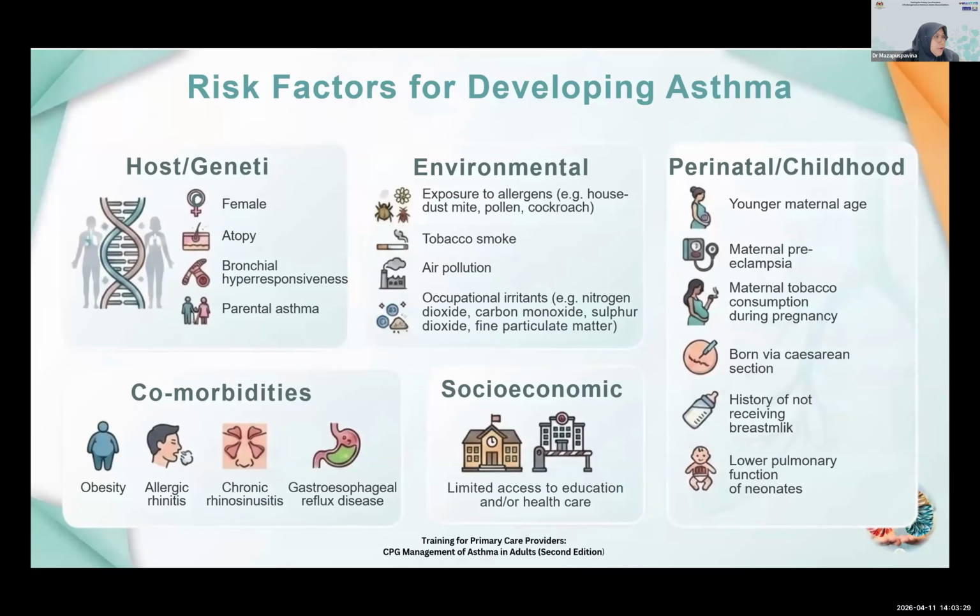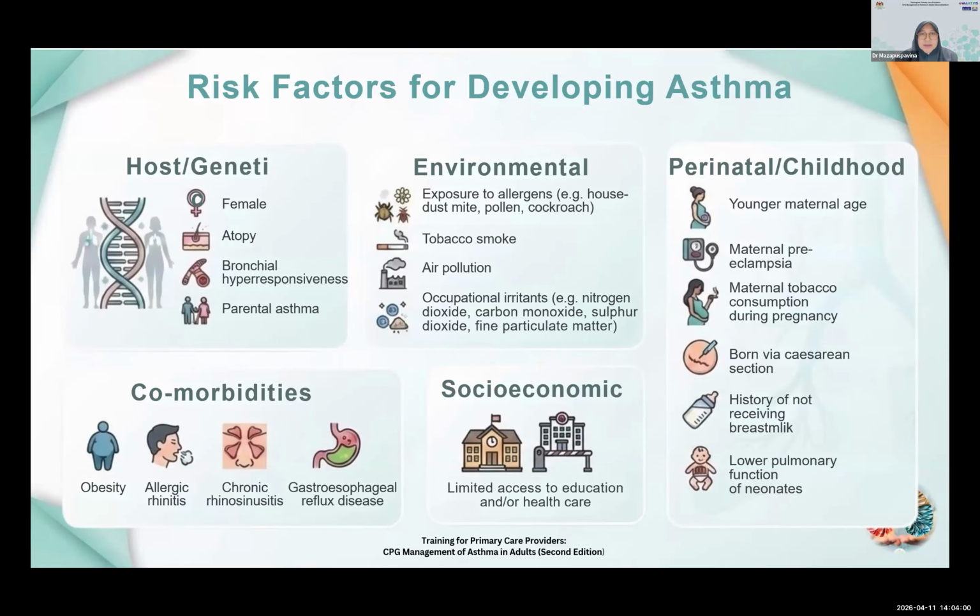Then the next is atopy. As you know, atopy and allergic rhinitis carry a higher risk of developing asthma and bronchial hyperresponsiveness. And if the patient has parental asthma, where one of your parents has asthma, the genetic link is strong. So you should always ask whether there is a family history of asthma. This is basic knowledge.